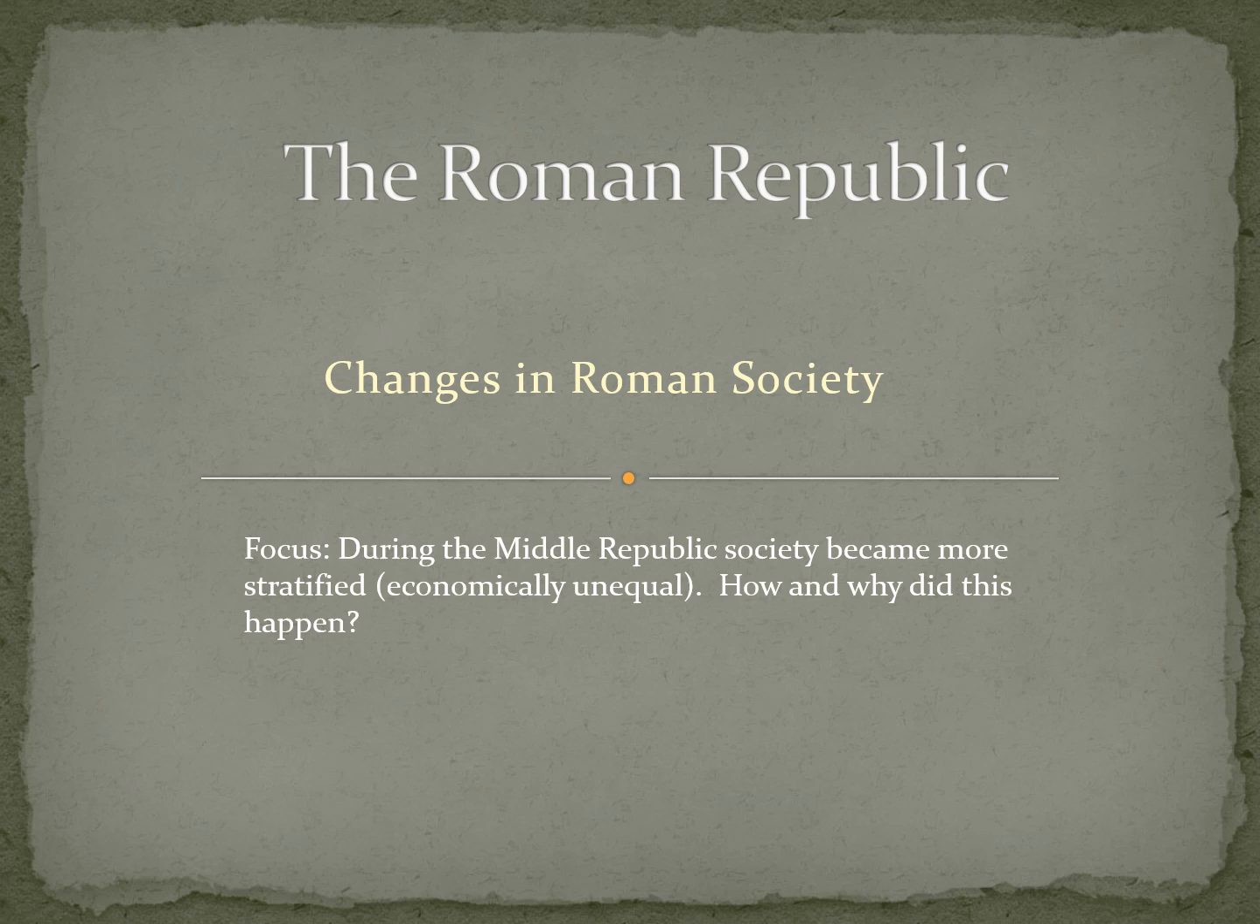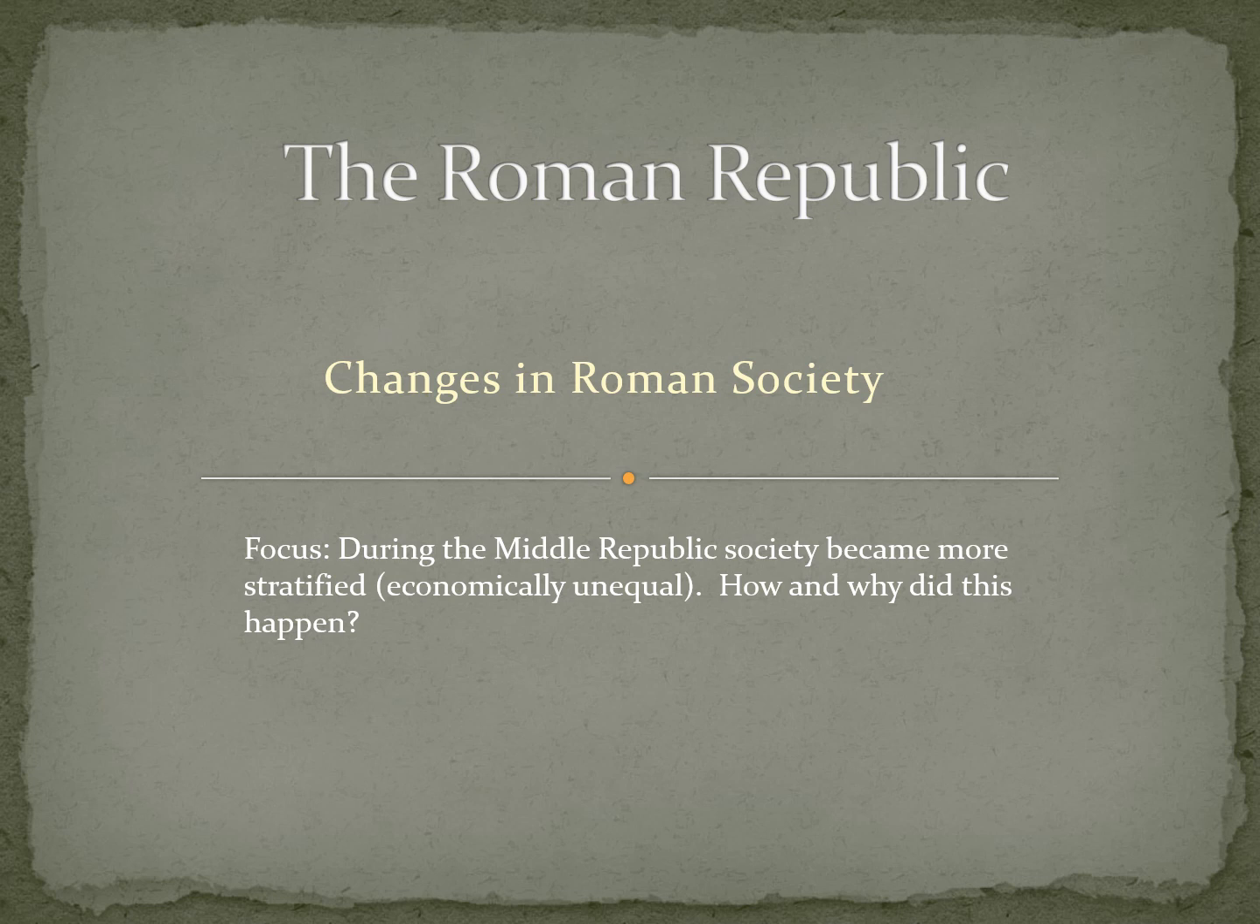Welcome back, everybody, to another edition of Western Civilization 1, where we attempt to pull back the mists of history and illuminate the past. Today, we're going to be continuing on with the Roman Republic, and we're going to be looking at changes in Roman society.